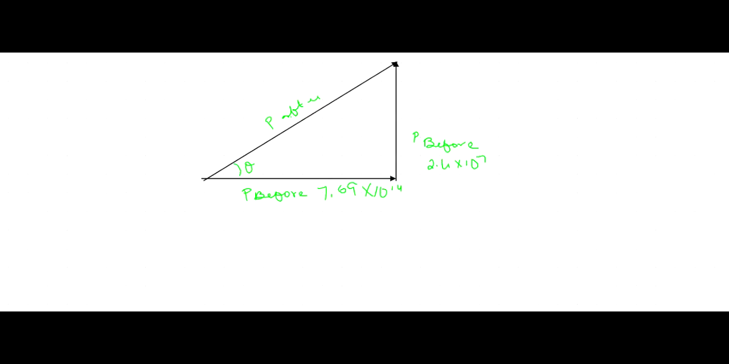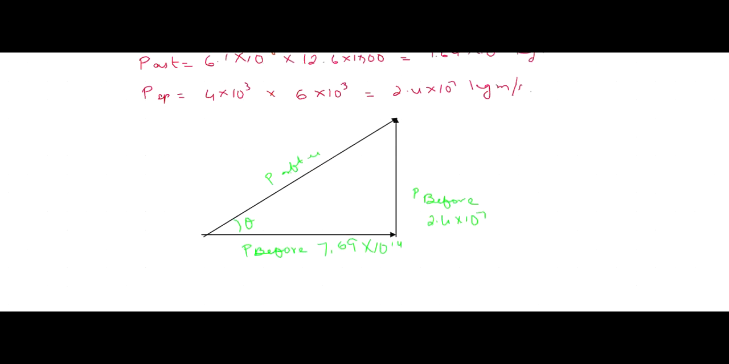So in this particular case, what are we going to do? If you calculate your resultant velocity, you can simply calculate it by using your Pythagoras theorem. So I am getting my answer out as 7.69 into 10 raised to the power of 14 kilograms meters per second. So this is the momentum that is after the collision.